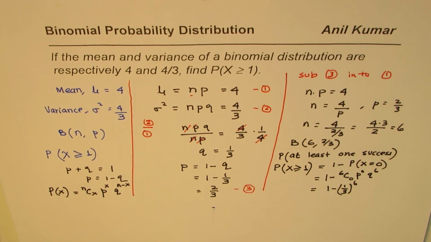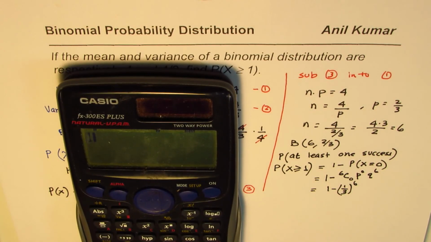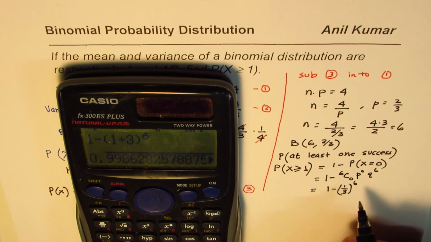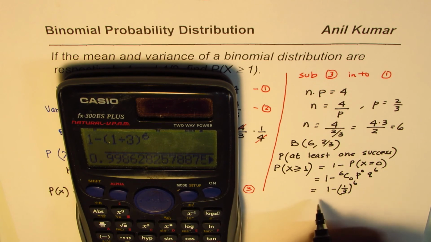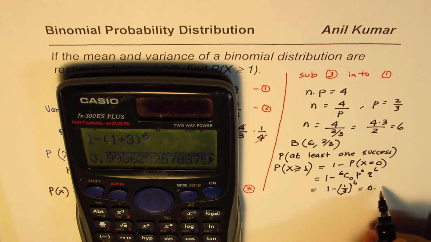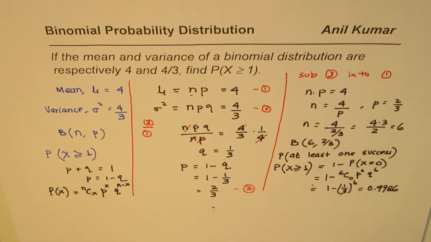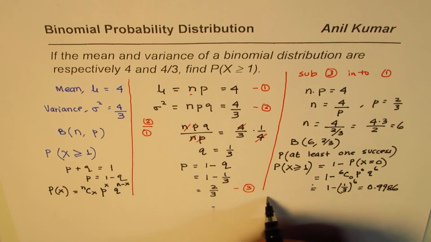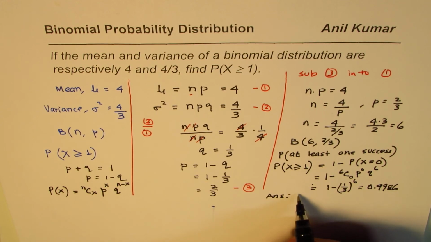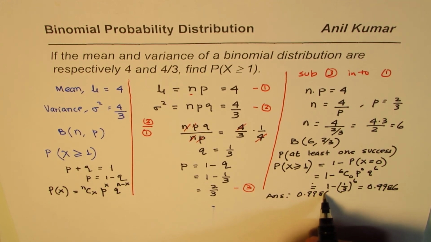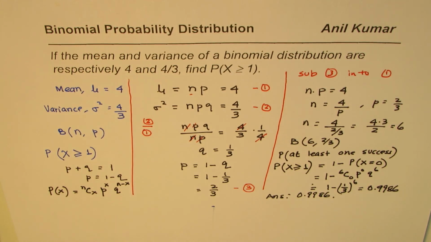We can always use the calculator to evaluate. So we have 1 minus, within brackets, 1 divided by 3, bracket close, to the power of 6. In decimals, we get approximately 0.9986. So that is the answer for us: the probability of at least one success is 0.9986. That is the way to solve such questions.